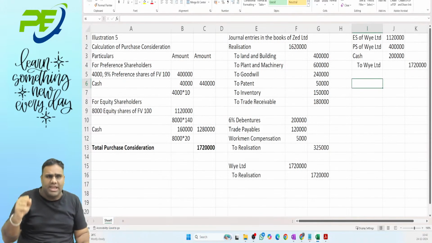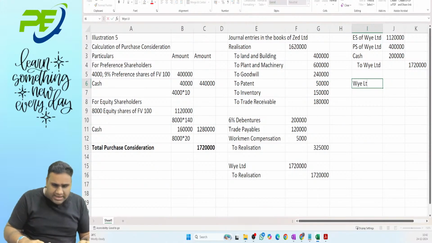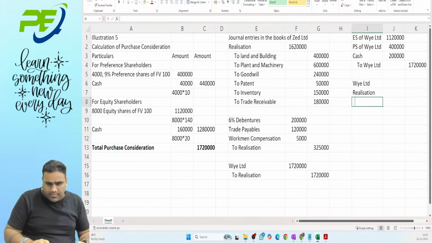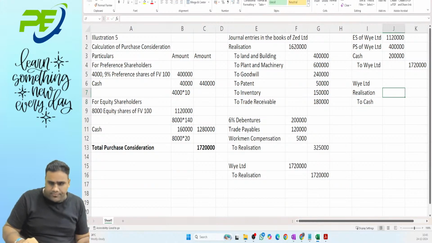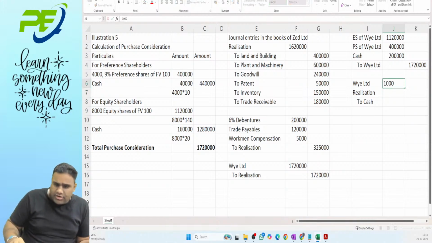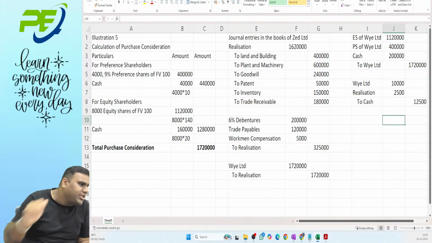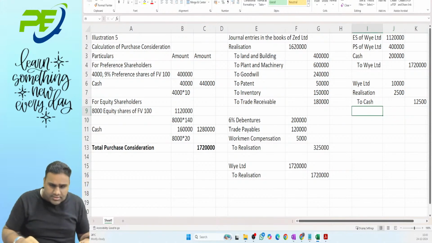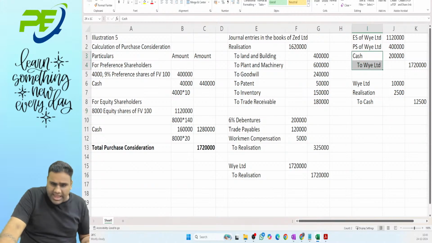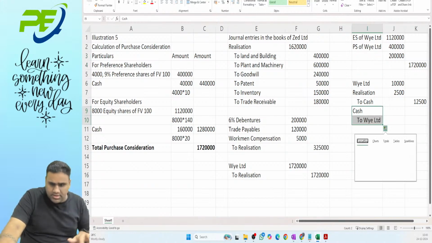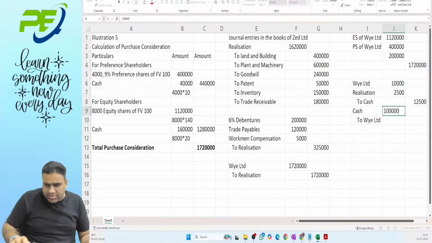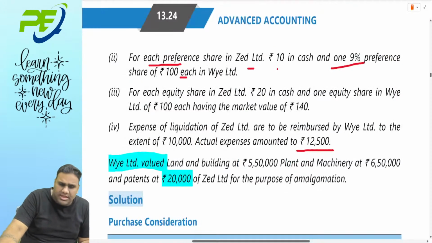Can I combine these two entries? Y Limited, realization, so 10,000. Now, here, should we record this 10,000 entry separately? The 10,000 that they are giving us? Definitely yes. So cash to Y Limited, 10,000. They are reimbursing us the amount.